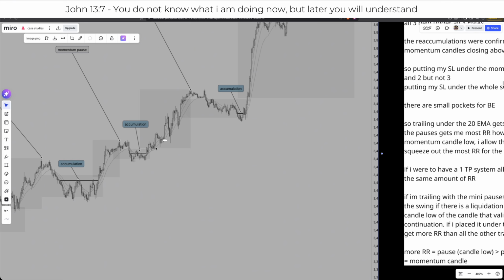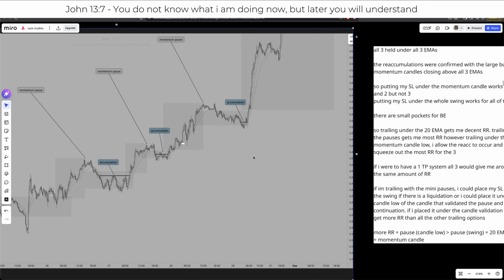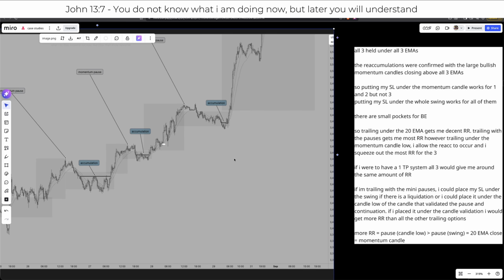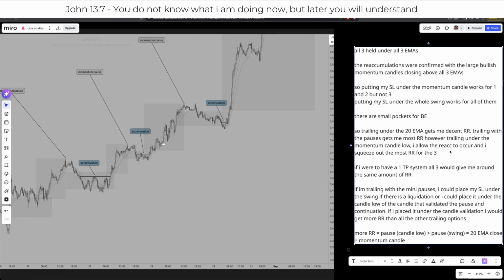Would I say that's momentum? I would probably trail this momentum right here. I mean, this is not really momentum, the wick right there. So I would trail this as momentum. Yeah, so the momentum would give me more RR from the first trade. I'll squeeze out the most RR from the 3.